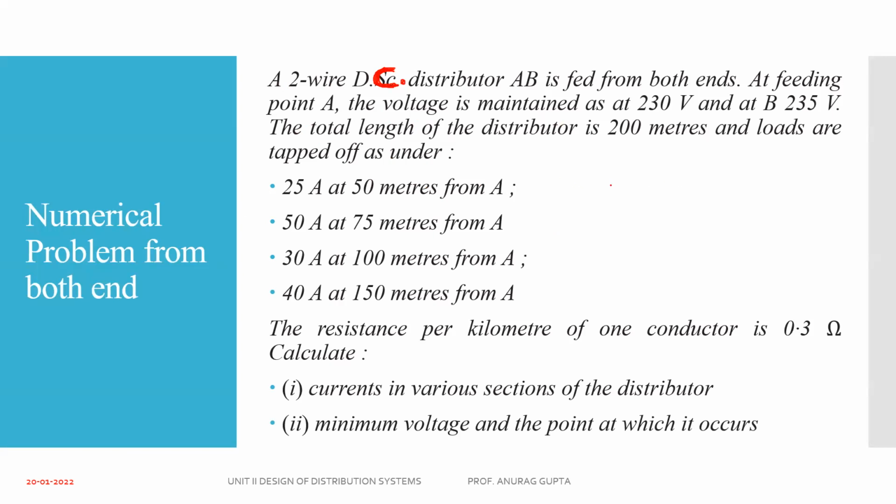First of all, draw the single line diagram that I have already mentioned. That single line diagram you have to make. Now you can see we have given different voltages. First I have given 230 volt at A. Clear? And at B I have given 235 volts. So you can see the change in voltage. The total length that you can see is 200 meter.